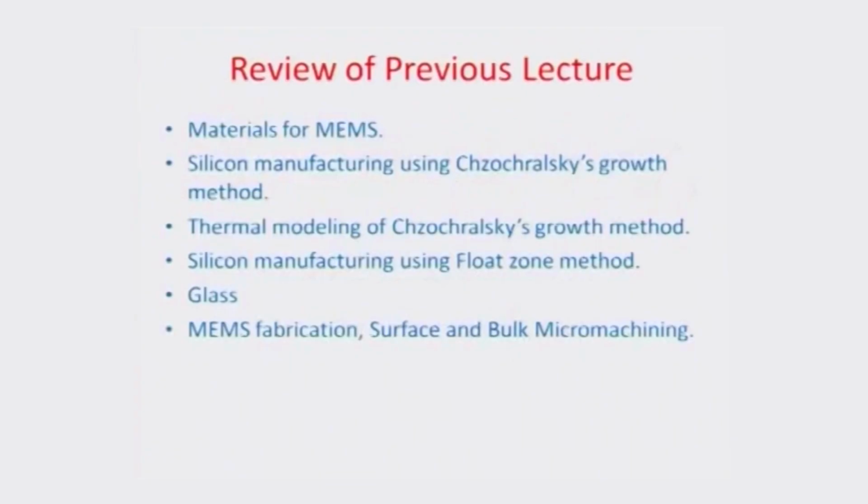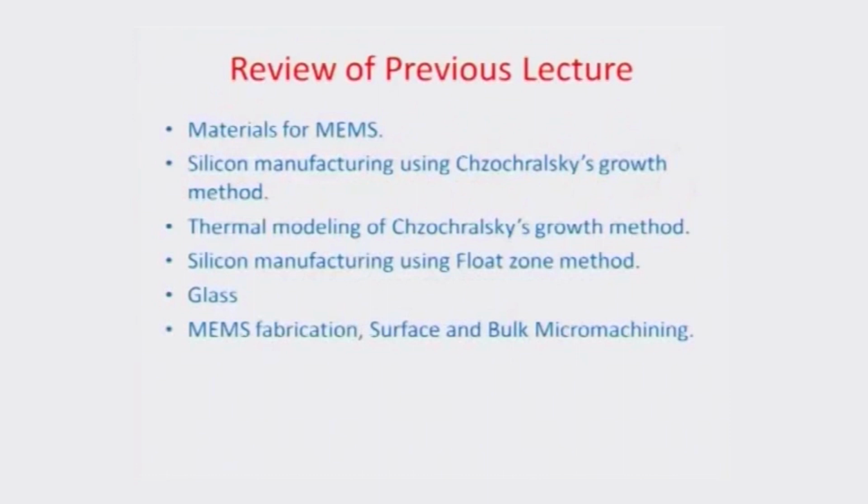In the last lecture we discussed some of the materials which are used for MEMS, micro electromechanical systems. Basically, one of the primary materials for MEMS is silicon, because the processing of MEMS is nothing but borrowed from the microelectronic industry. Therefore, MEMS is more suitable to processing with silicon.